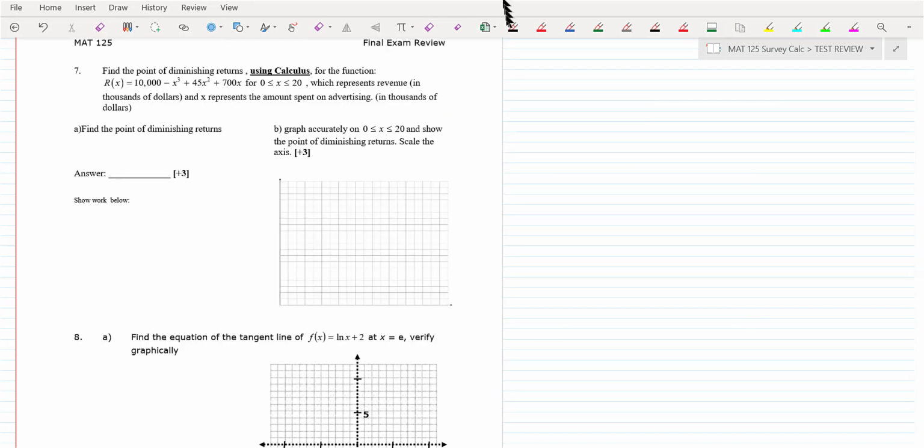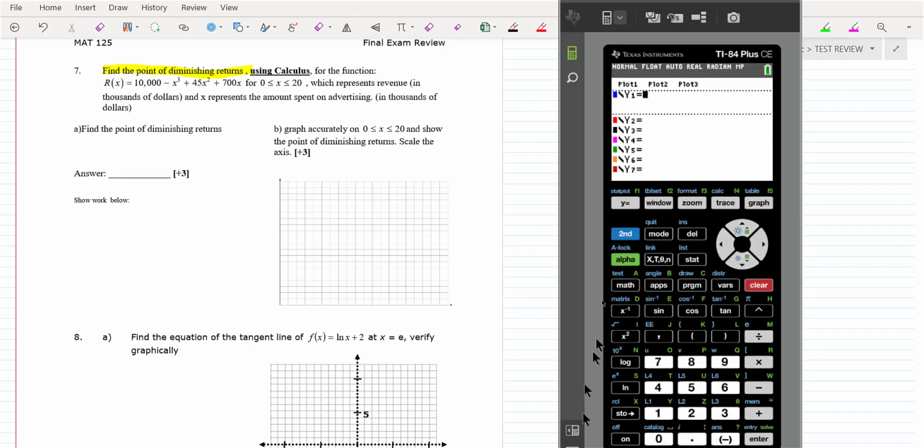Okay, so we're going to look at point of diminishing returns. I'll just use the example we did on the third test here. Basically what I want you to be able to do on this is graph this, and the purpose of the graphing is so that visually you can see if your answer is right. On test 3, there were some not really the best graphs. Some of them were great, some of them weren't even graphs. So I'm going to put this in: 10,000 minus x to the third.